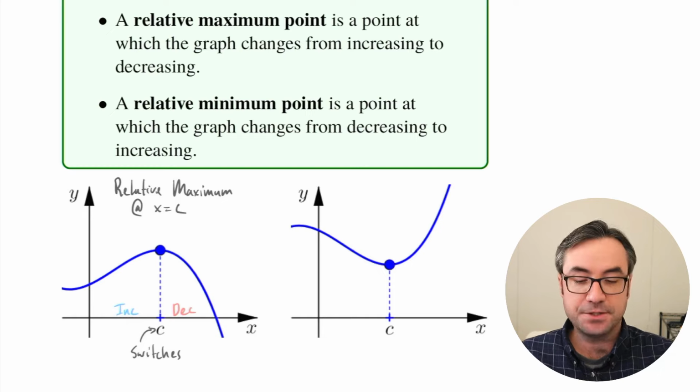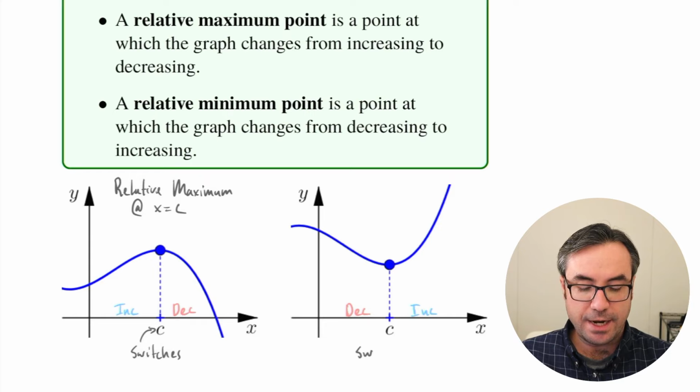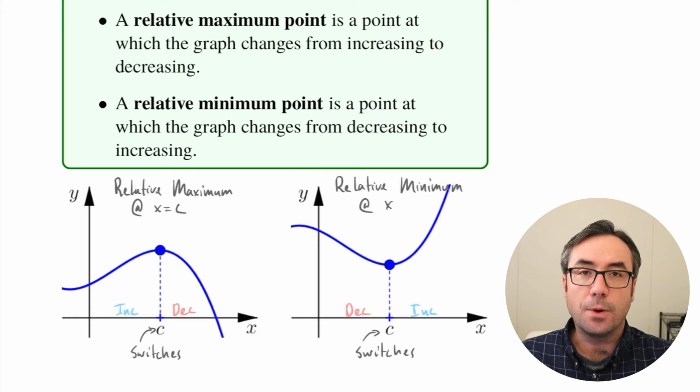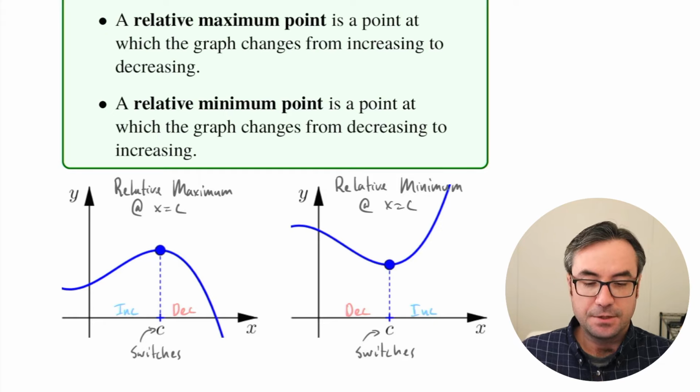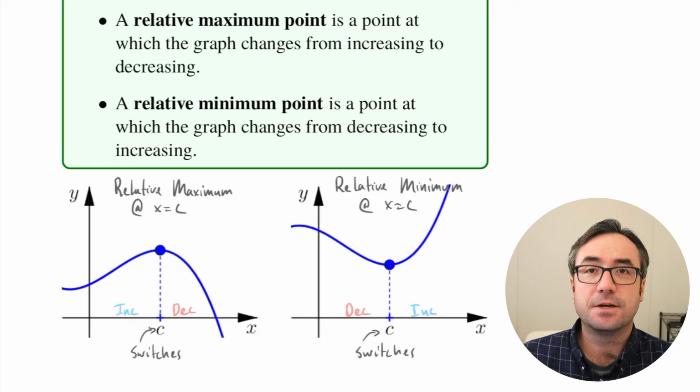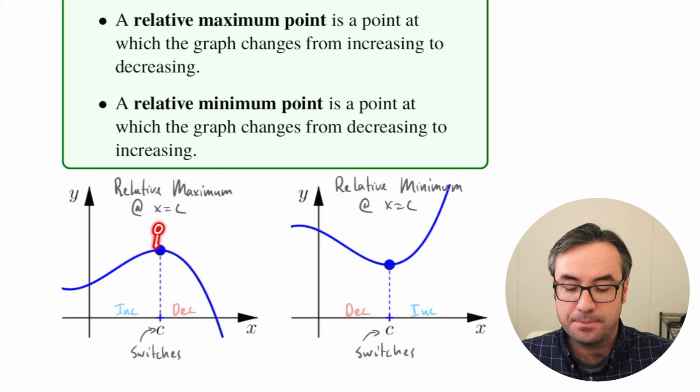Now, if the opposite happens, if we go from decreasing on one side to increasing on the other side, like we're seeing here, and we have that switch right at x equals c, this is called a relative minimum. This is essentially a low point on our graph, like a valley. If you were standing at this point on the curve, it would be uphill in both directions. That's a low point, whereas with a maximum, you'd be downhill in both directions.